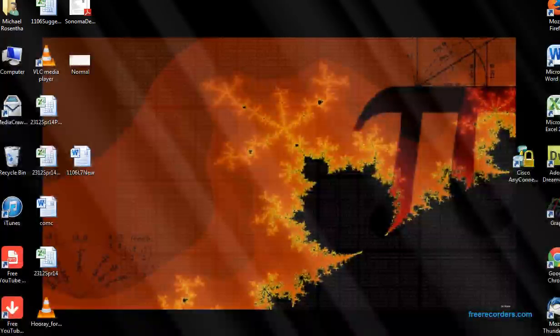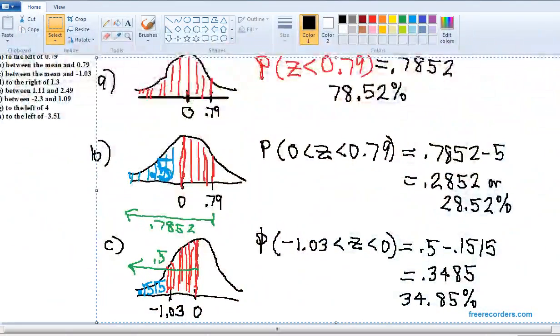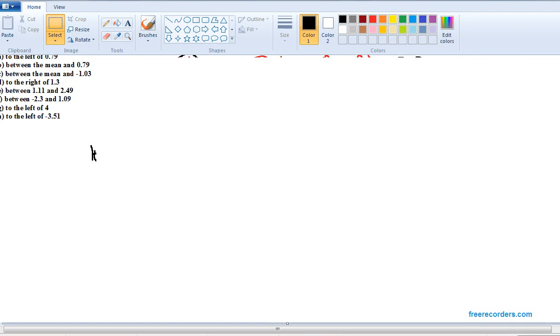Now, continuing here, we're going to go on to part D. In part D, it's asking us to find the area to the right of 1.3.